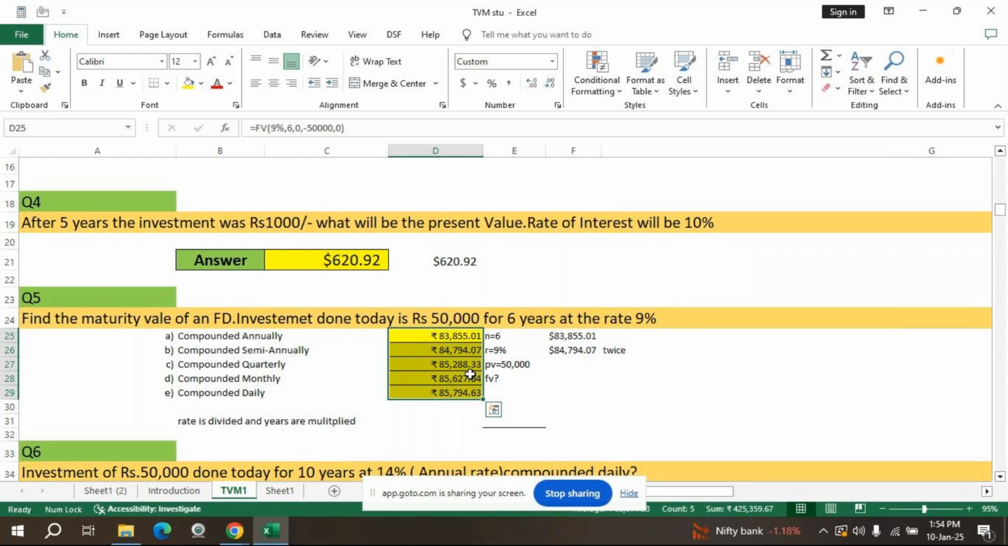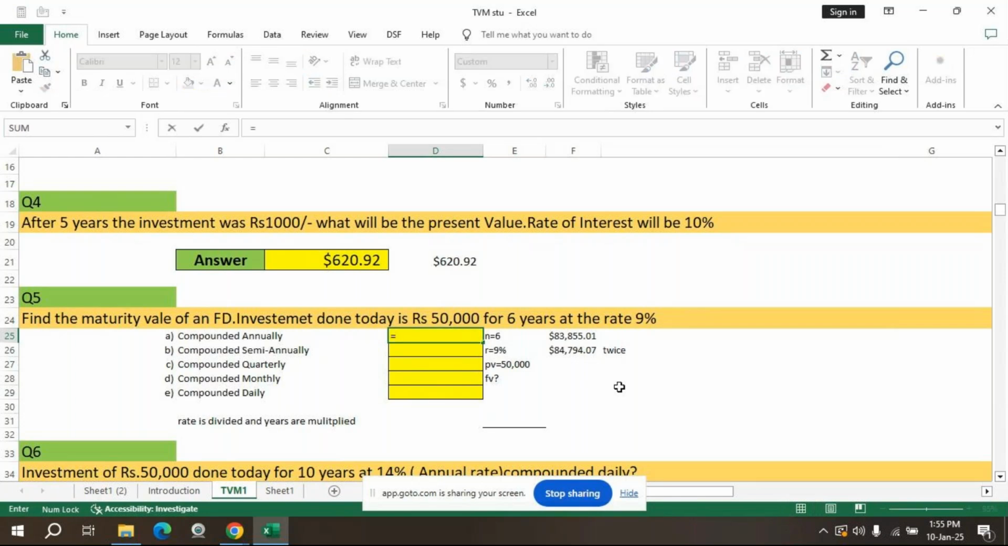Here we are having compounded annually. So what is the function we have to use here? Find the maturity value of an FD. So that means we have to use FV, future value. Now, equals FV, open bracket. Then what is the rate?